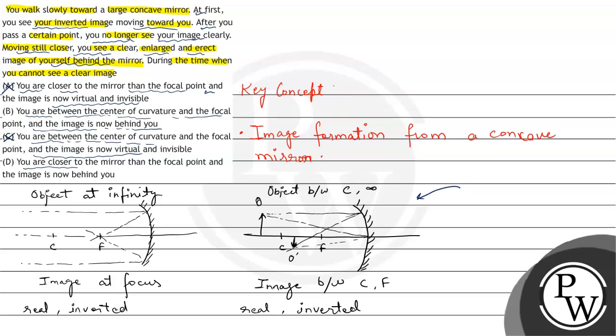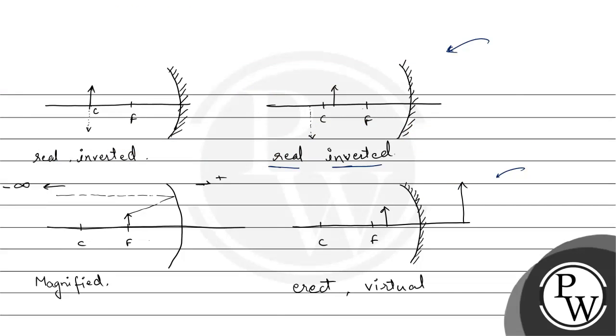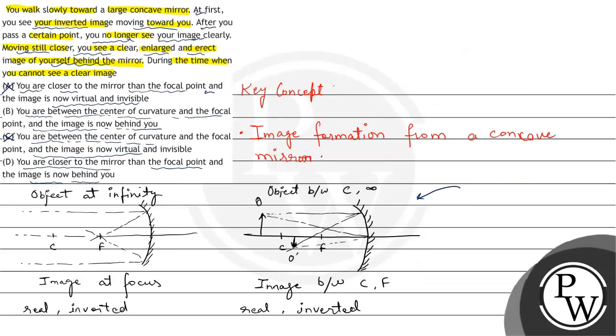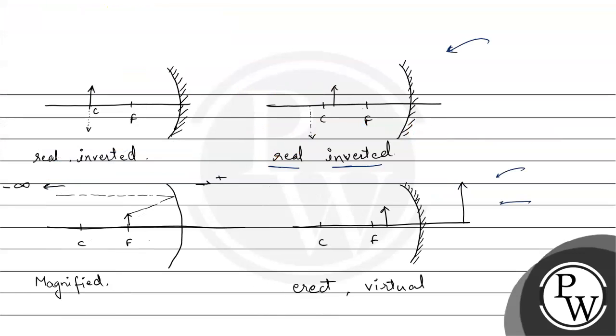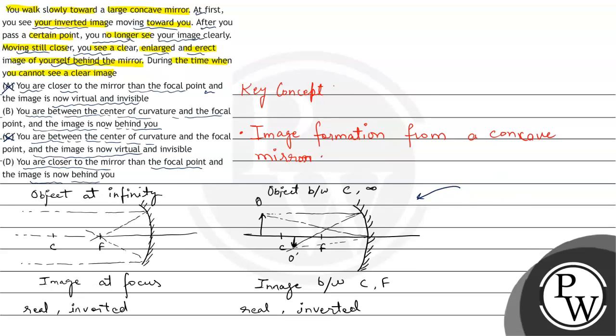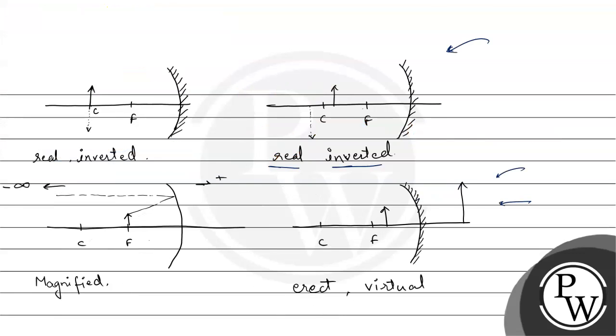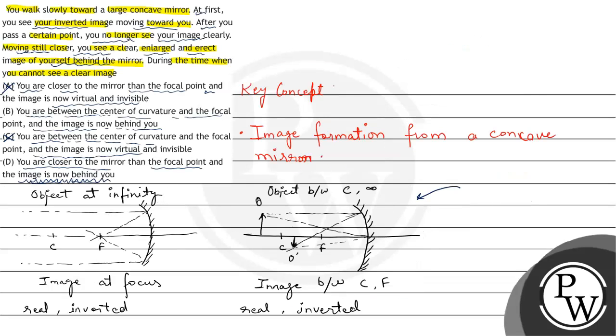Option D says you are closer to the mirror than the focal point and the image is now behind you. No, option D is also wrong because when we are closer to the mirror than the focal point, we are not seeing our image. The option says that we are not seeing our image because the image is now behind us, but we can clearly see our image behind the mirror, which is erect and virtual. So option D is also wrong.